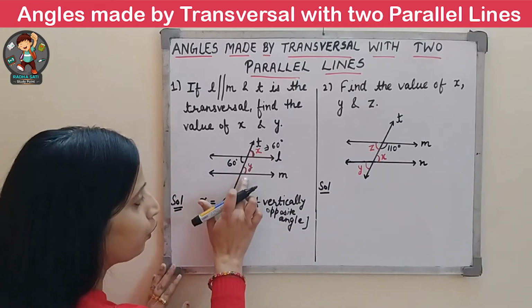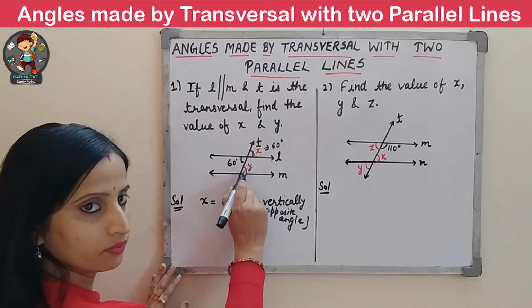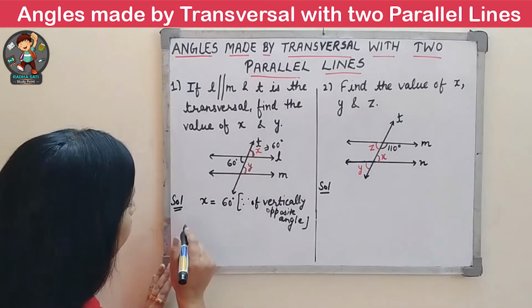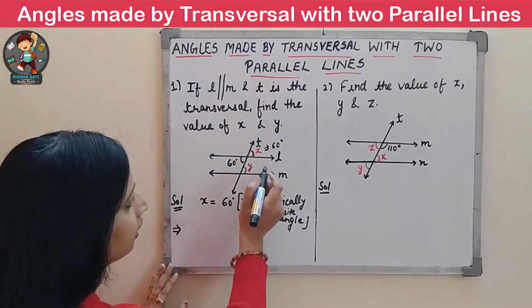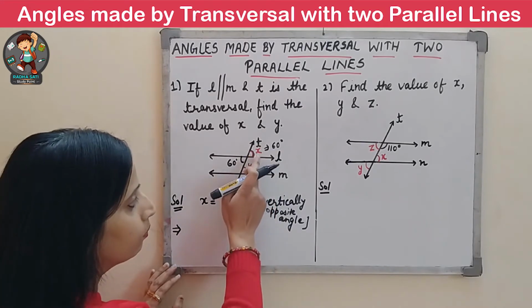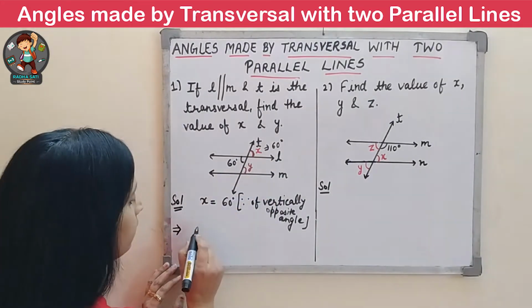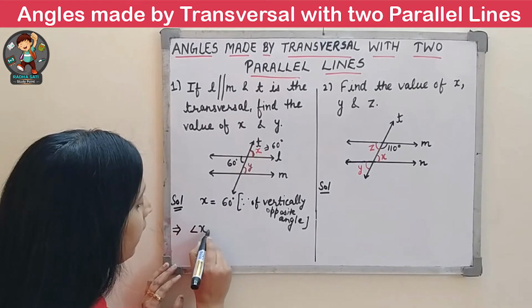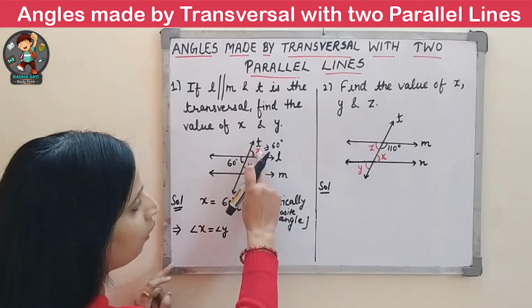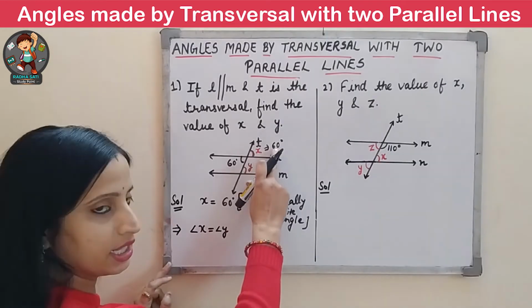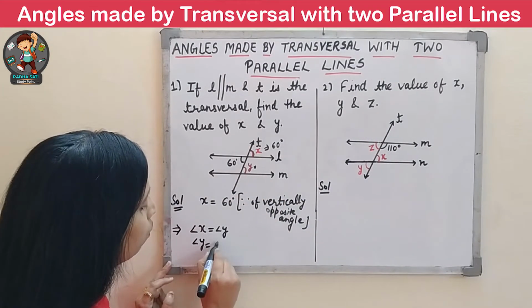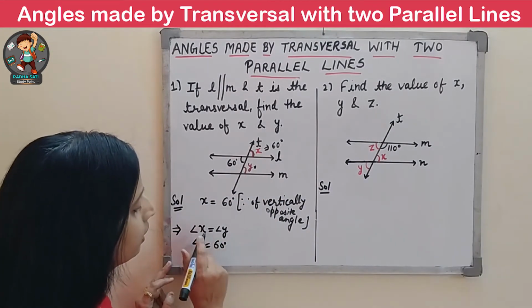Now we have to find out the value of Y. Here we can find the value of Y in two ways. The first is, we can see that angle X and angle Y are both corresponding angles, and we know that corresponding angles are always equal. We know the measure of angle X is 60 degrees, so angle Y will also be equal to 60 degrees.